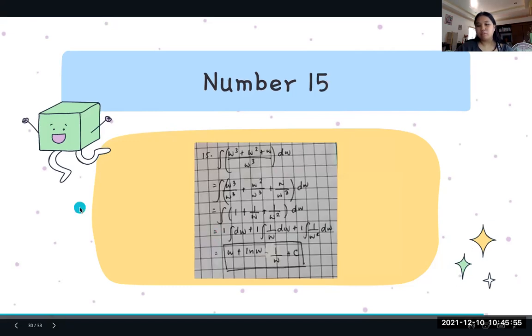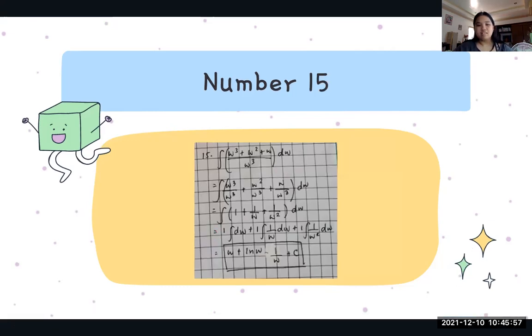Okay, so for number 15, this is a little hard. I had a hard time solving this because it's a fraction. So after some researching, here's my answer. The integral of w to the third power plus w squared plus w, all over w to the third power, dw.